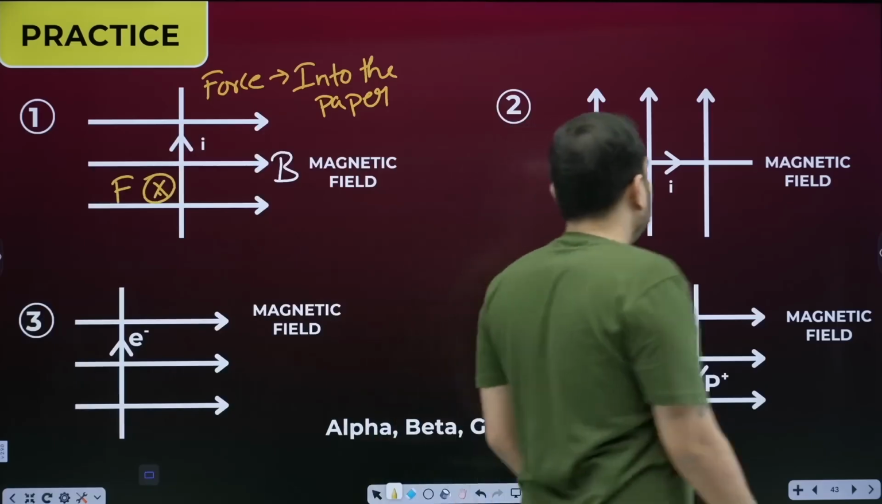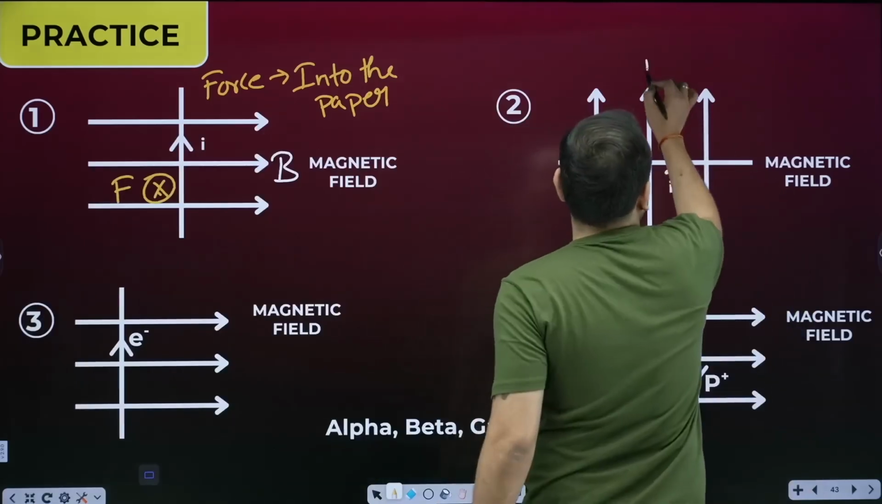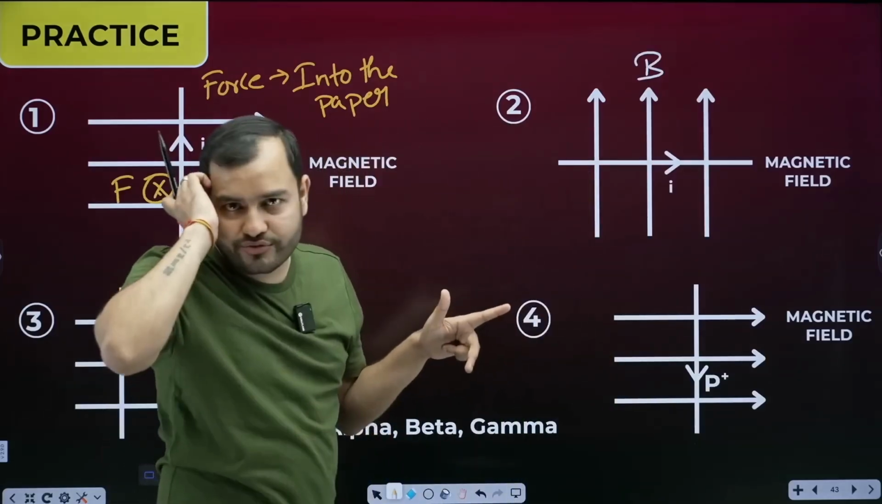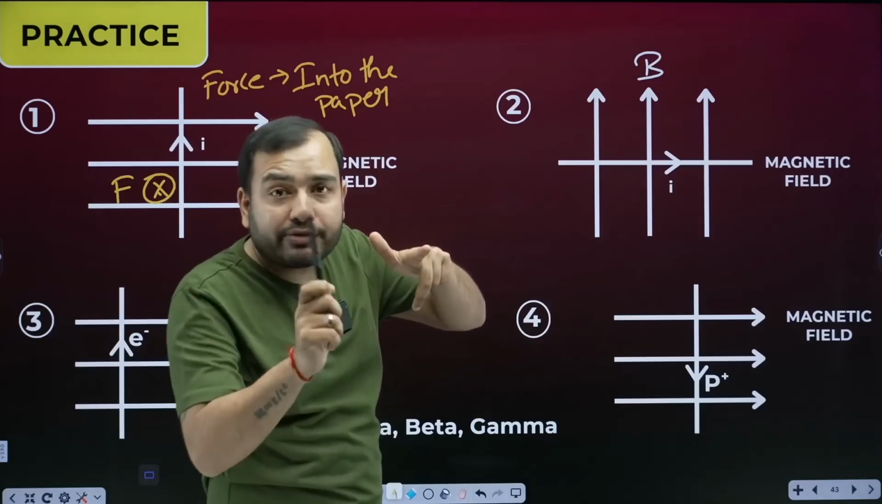Current is going like this. Magnetic field is upwards. Where is the magnetic field? It is upwards. Come on, pause by yourself and try it. Pause and comment on the direction of force. First the forefinger. First the magnetic field will be set.